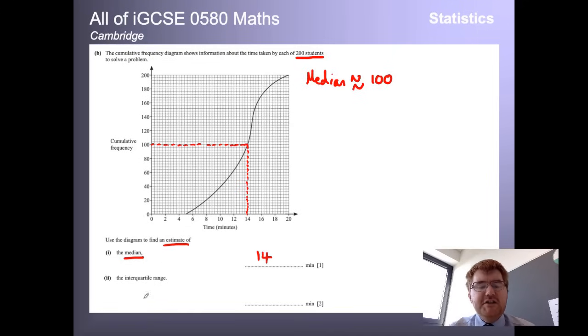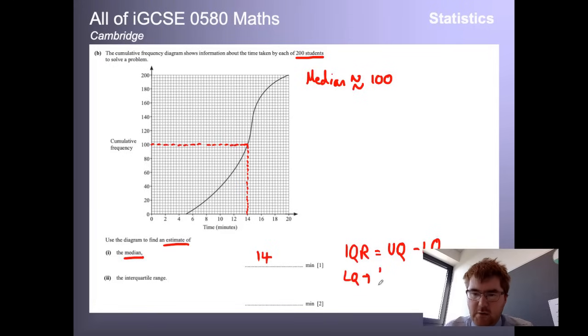Now the interquartile range is a bit more complicated. So interquartile range, IQR, is equal to the upper quartile minus the lower quartile. Now you're probably thinking at home, what does upper quartile and lower quartile even mean? Well, lower quartile is 1/4 of the data, which we'll work out in a moment, and the upper quartile is 3/4 of the data. So for the lower quartile, we want 1/4 of 200, that's equal to 50. And for the upper quartile, we want 3/4 of the data, so that's equal to 150.